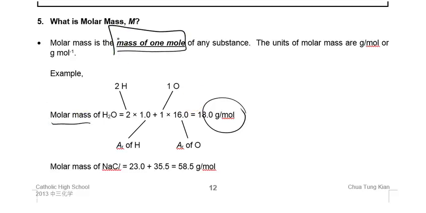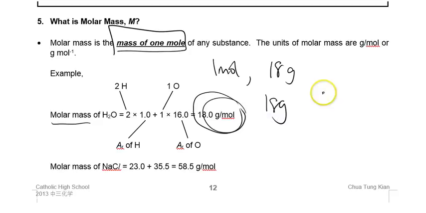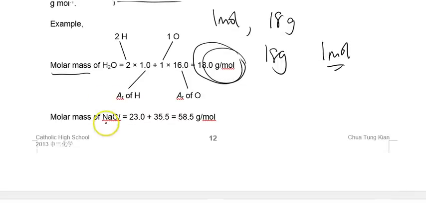So the molar mass of water is 18 grams per mole, which means if I have 1 mole of water, it will be 18 grams. Conversely, if I have 18 grams of water, it means that it is equivalent to 1 mole. So for NaCl, Na is 23, Cl is 35.5, add together is 58.5, and molar mass units are grams per mole.